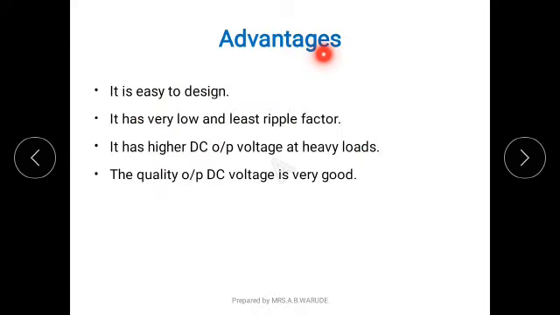There are some advantages of this pi filter. First, it is easy to design because it needs only two capacitors, one resistor and one inductor, and the rectifier output. It has a very low ripple factor because of the capacitor and inductor. It has higher DC output voltage at heavy loads because the ripple factor is low. The quality of the output DC voltage is very good as compared to the series inductor filter and the choke filter.